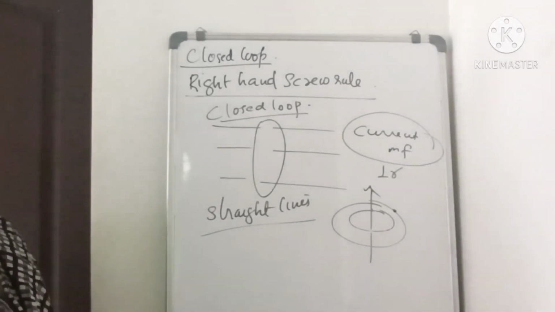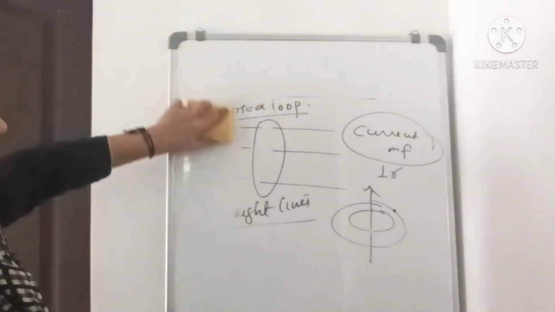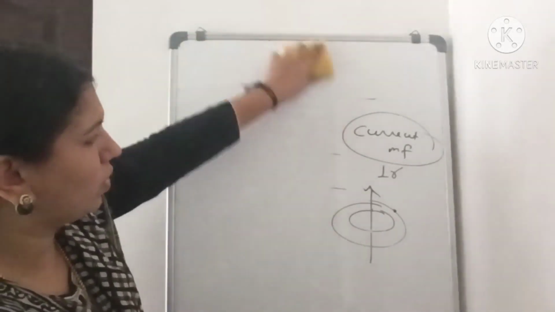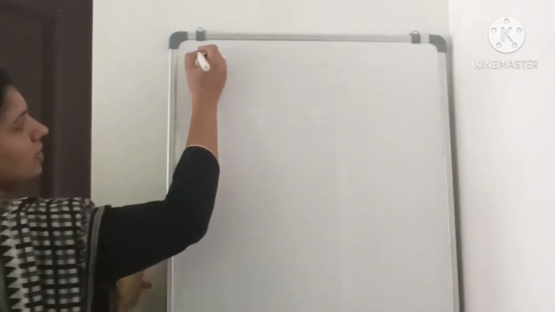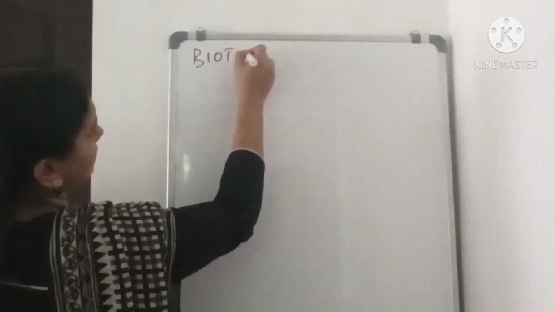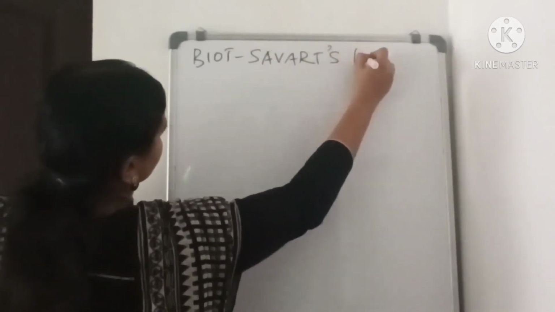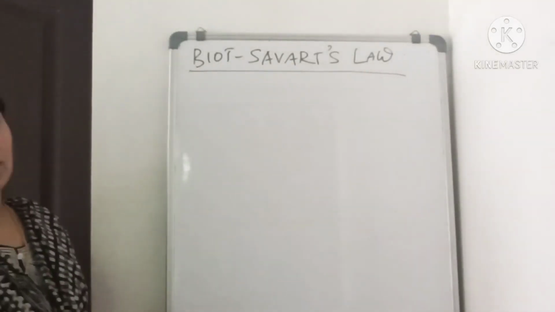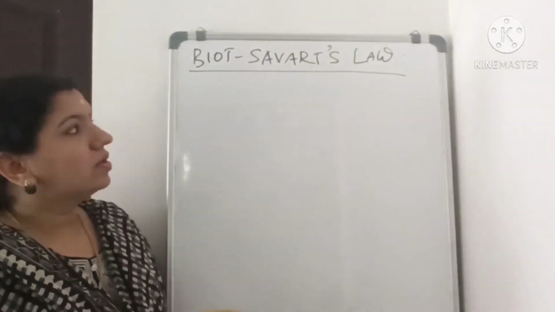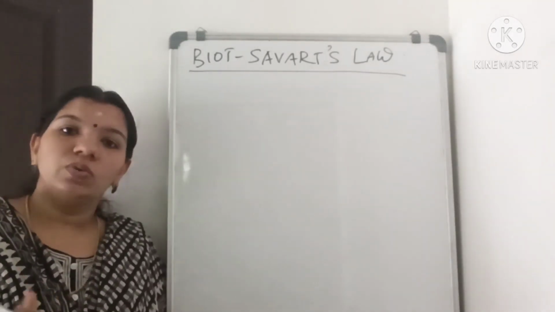Now we are moving to one of the important laws in this chapter, which is almost similar to Coulomb's law in electrostatics, and the law is Biot-Savart's law. Biot-Savart's law, very important. Okay, so there is a question to compare this Biot-Savart's law in magnetism with the Coulomb's law in electrostatics.